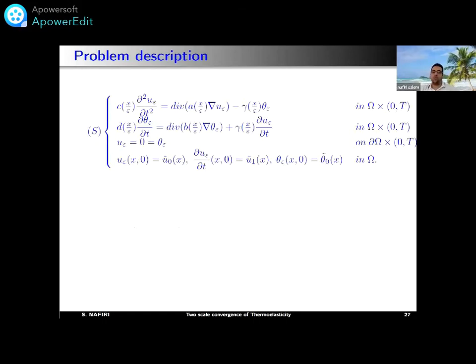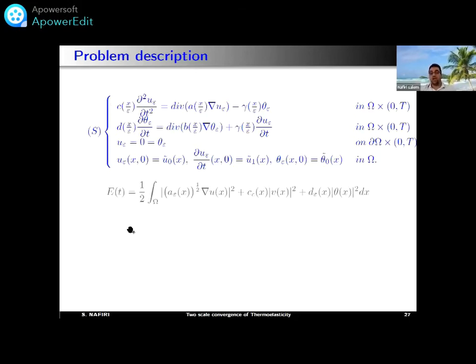Okay, so this is our problem. Here I consider this coupling problem, this family of coupling problems, which depends on epsilon. I consider several coefficients which are functions, in order to see what happens when epsilon goes to 0. So I'm interested to see what happens to each coefficient next to the operators.